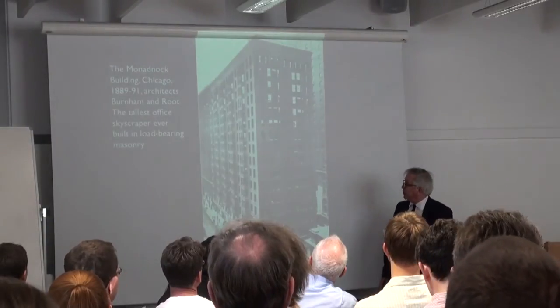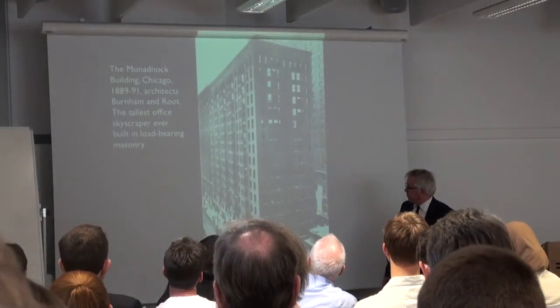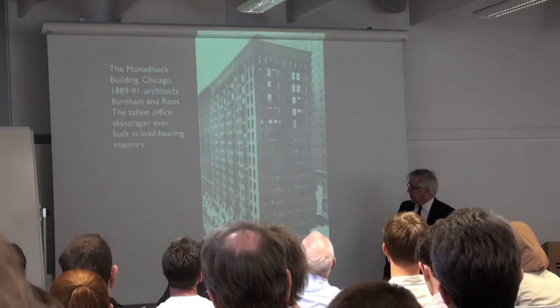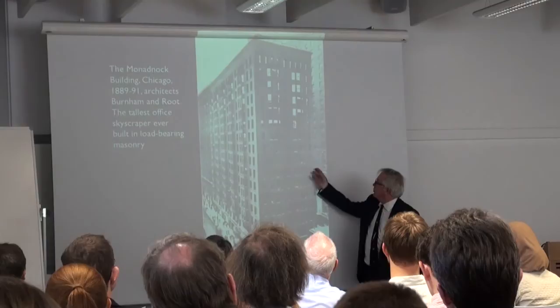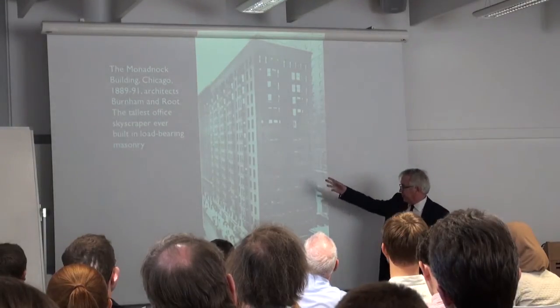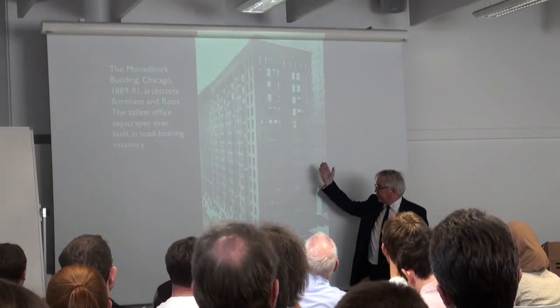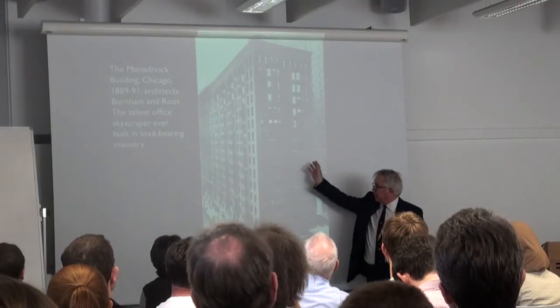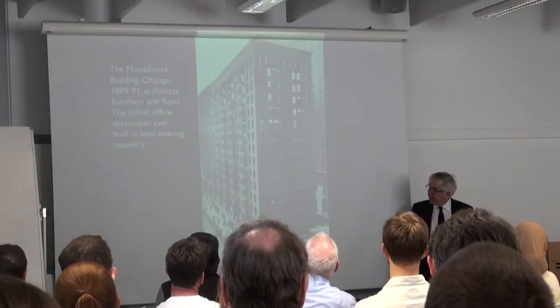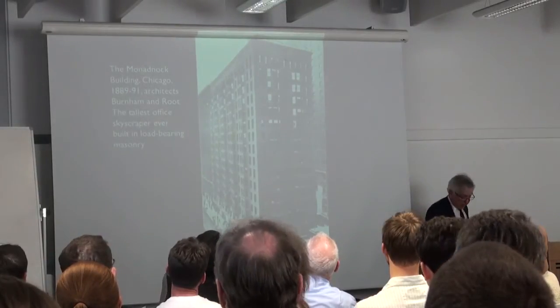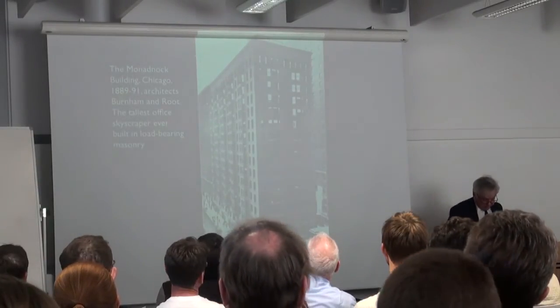This is the Monadnock building, 1891, Chicago, on a long, thin block. The width of the block determines the width of the building, which is actually in this case 18 meters. But it's just 2 rows of office rooms with a central corridor. Did I say tallest building ever constructed in load-bearing masonry? Tallest office building.